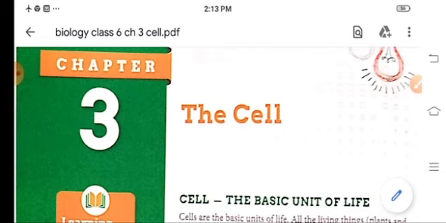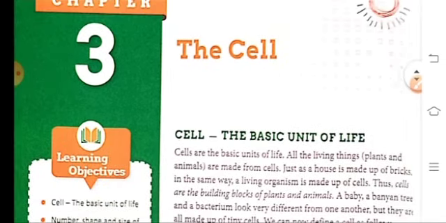Similarly, the body of an organism is made up of a tiny unit that is known as a cell. Now, many cells form an organism, like a multicellular organism and a unicellular organism. If an animal or an organism is made up of one cell, then it is unicellular, and if an organism is made up of many cells, then it is multicellular. So let's start the chapter, the cell.